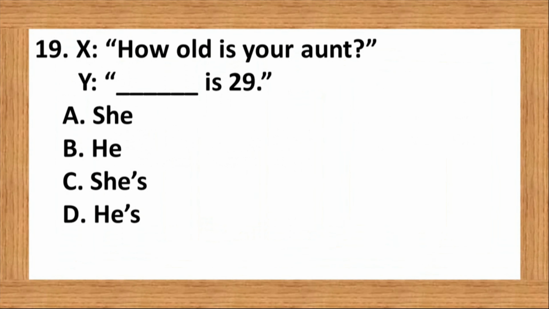(19) How old is your aunt? Blank is 29. A, she. B, he. C, she's. D, he's.